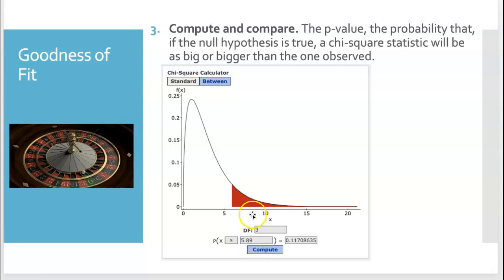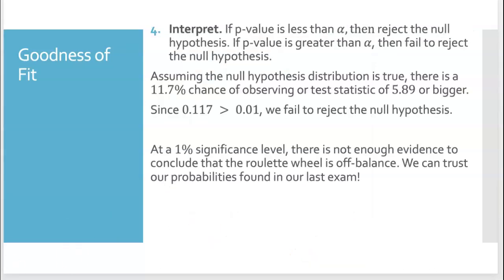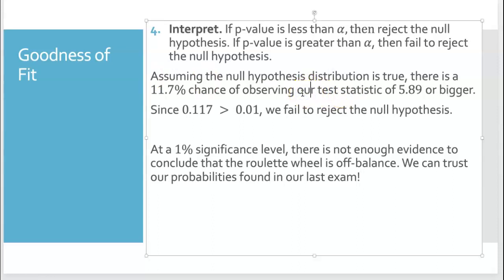Remember, when doing goodness of fit or independence, it's always going to be the upper tail for the p-value. So here we get 11.7%. What we're saying is that assuming the null hypothesis distribution is true, assuming that the wheel is perfectly balanced, there's an 11.7% chance of observing our test statistic of 5.89 or larger.